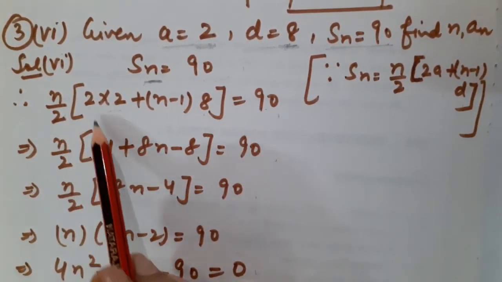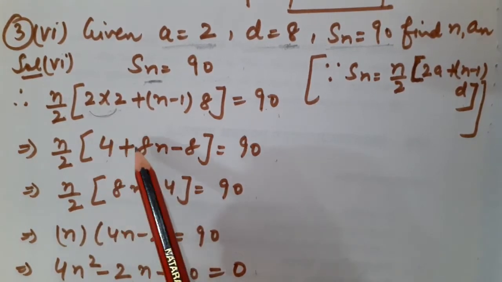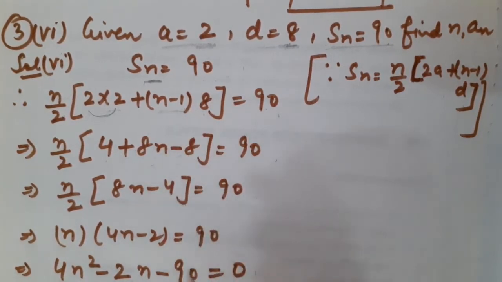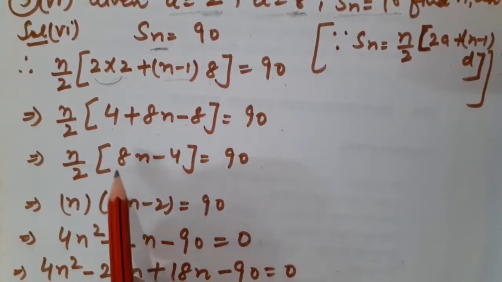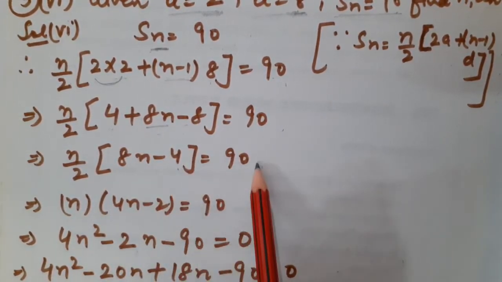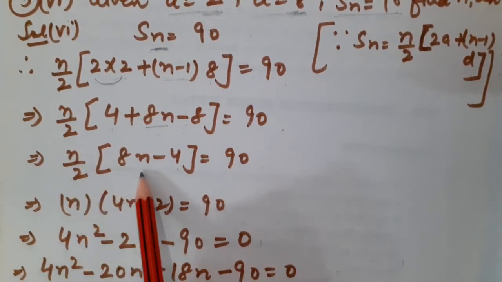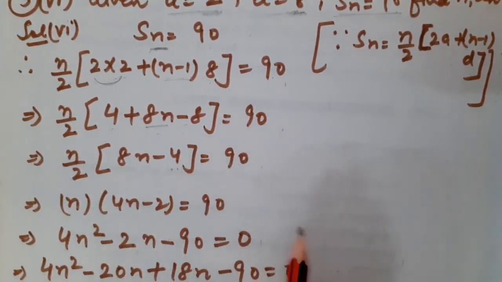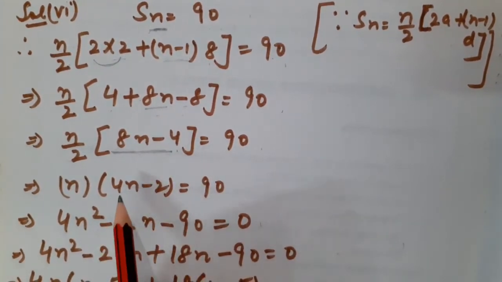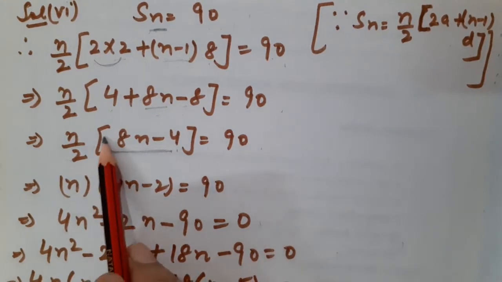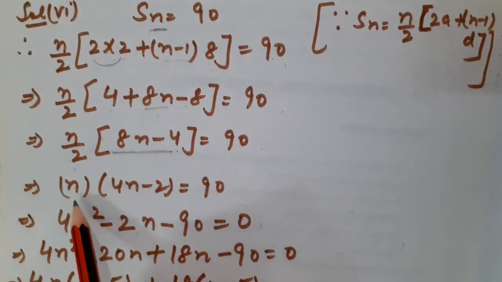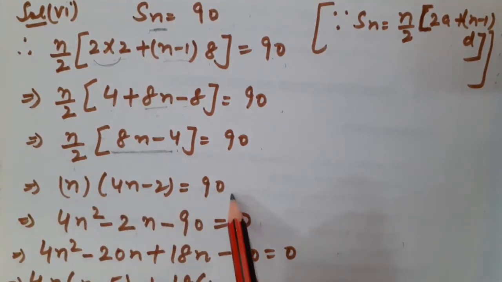So this is n by 2 into 2 will become 4 plus 8n minus 8. I have just multiplied 8 by n minus 1. Simplify the bracket first. It would become 8n minus 8 plus 4 will give you minus 4, is equal to 90. And here n by 2 is also multiplying with this expression. Fine. Now I am going to take 2 as common from this bracket. So inside the bracket I have got 4n minus 2. That 2 which was taken as common is going to be cancelled with this denominator 2. So I have got n into 4n minus 2 is equal to 90.